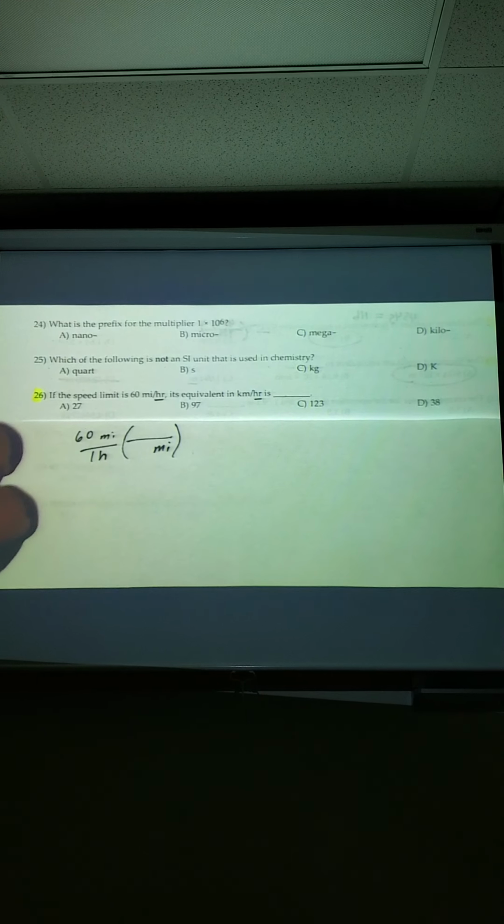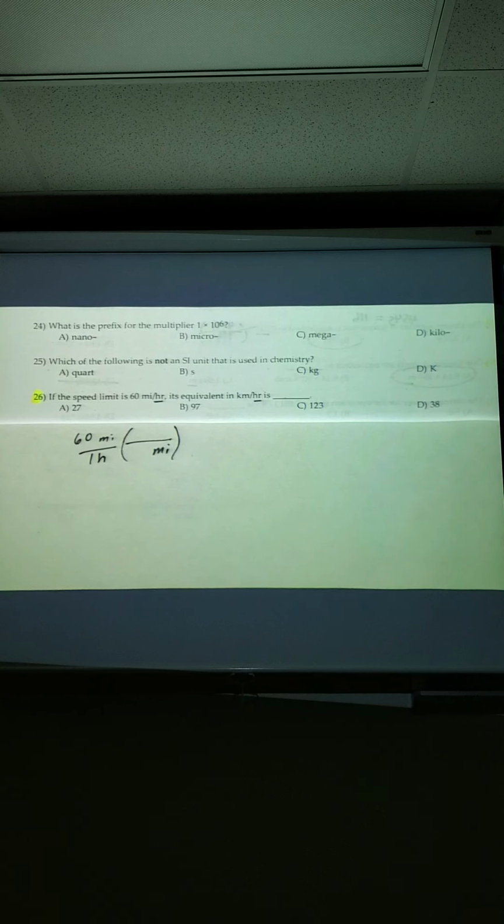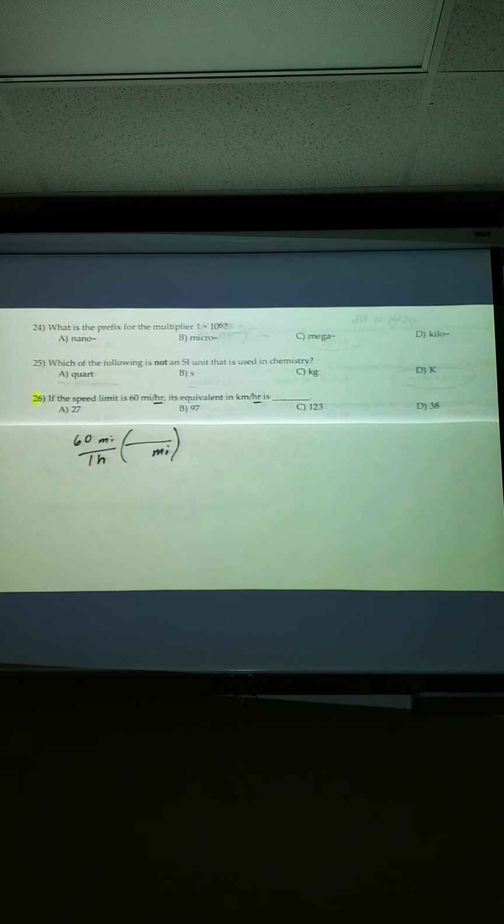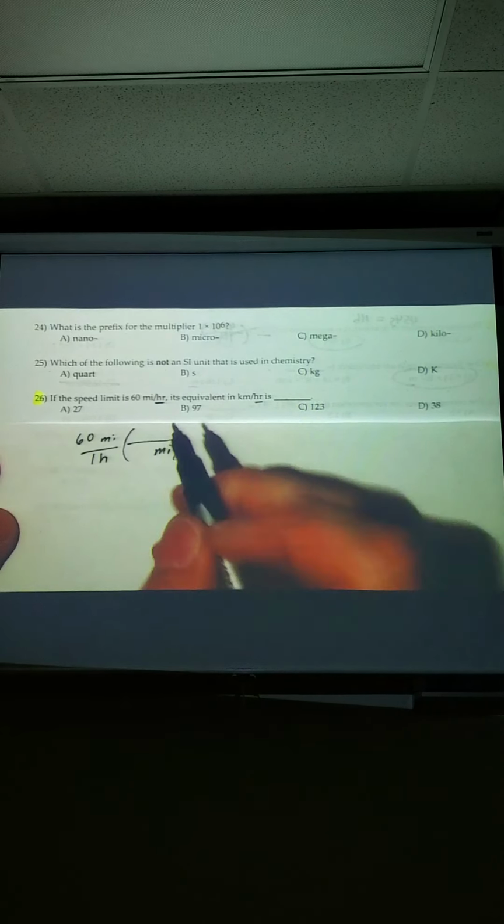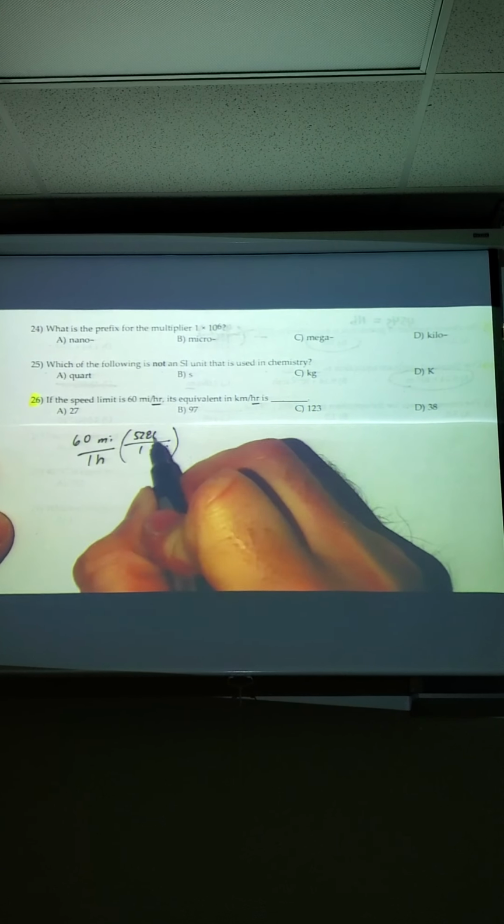And when you do this, you need to know a conversion of miles. There are several. You could use the ones in yards, you could use the ones in feet. 1 mile is 5,280 feet, or it's 1,760 yards. Feet's a little bit faster. So in 1 mile, 5,280 feet. Miles canceled. Feet is not kilometers, so we keep going.